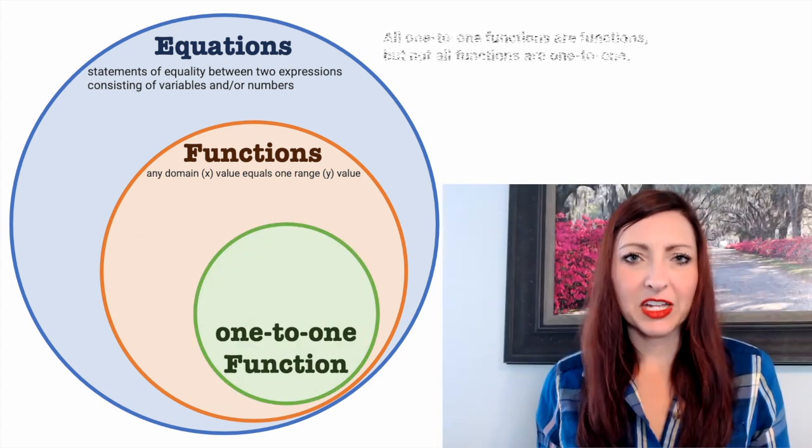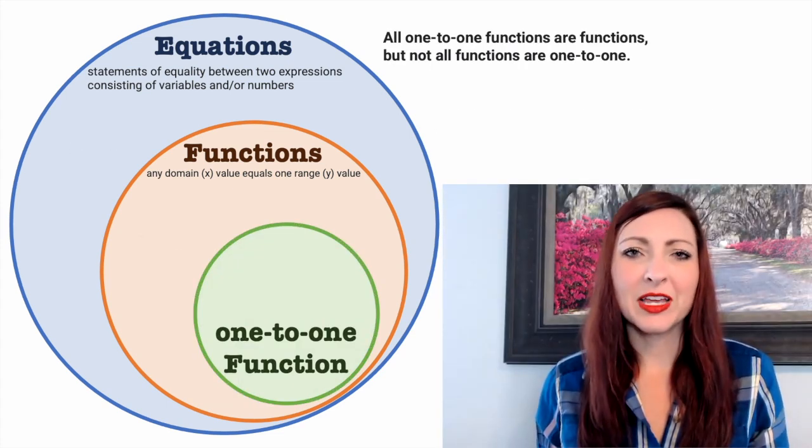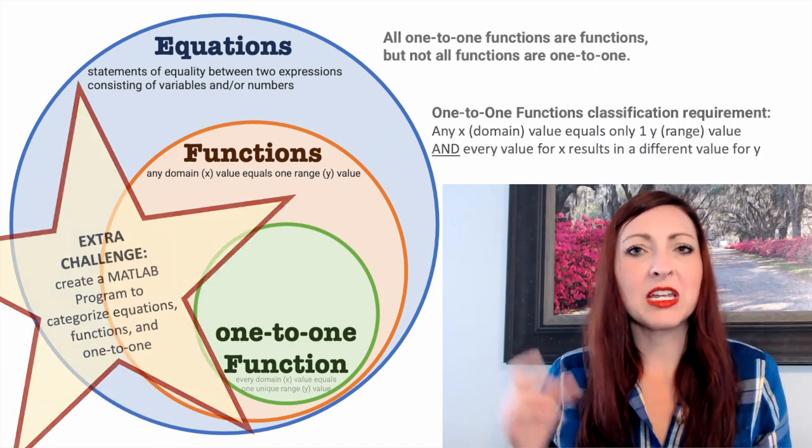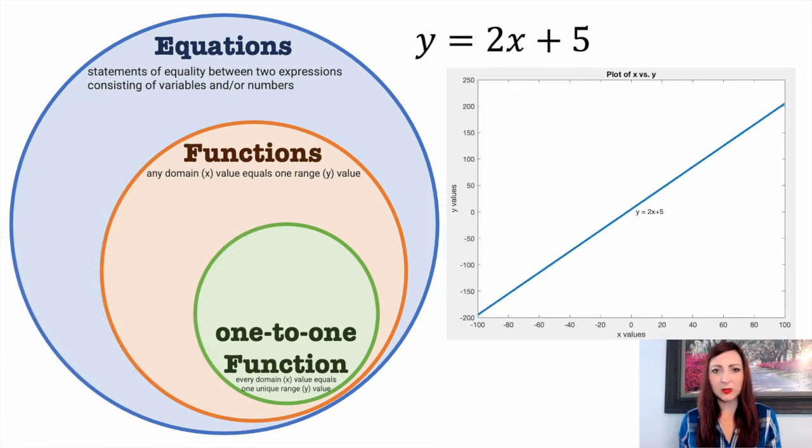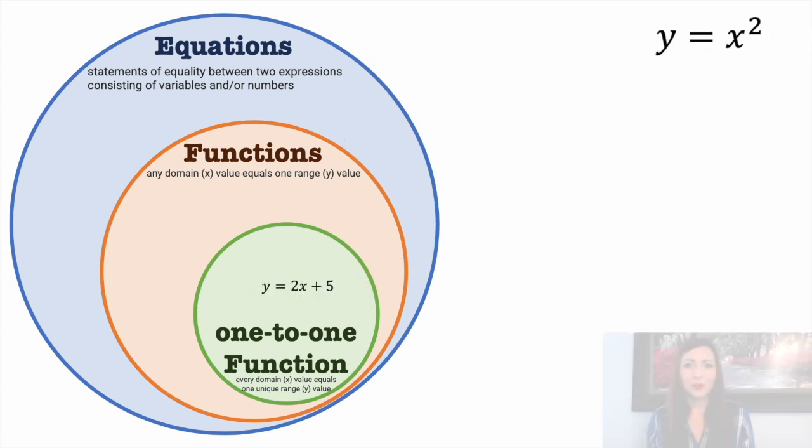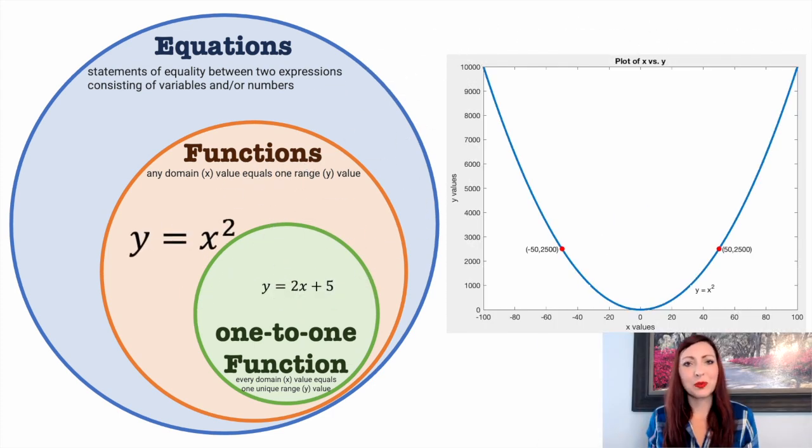The last classification we have to consider is one-to-one functions. This just means that every x value gives you a unique y value. So revisiting the ones we looked at, this is a one-to-one function. While this one is still a function, it's not a one-to-one function.